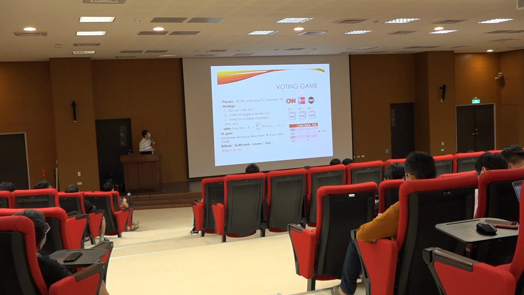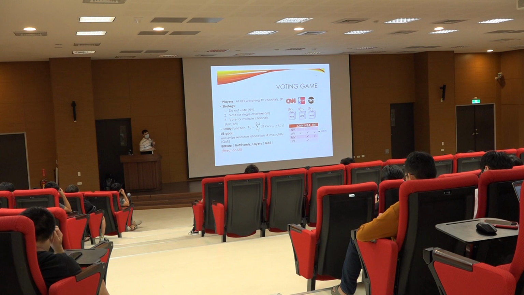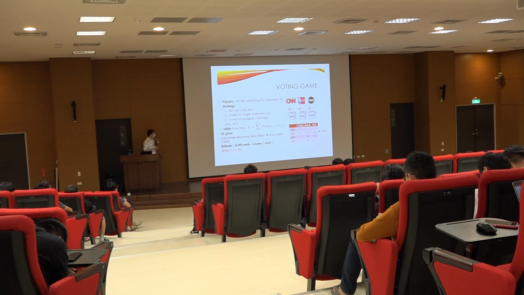Now, what does the actual voting game do? So all UEs watching TV channels are players. What does a vote mean? You vote for a TV channel, you get more resources. But what if you vote for more channels than just one? What's the impact? This requires we analyze it. So strategies we can have: essentially, do not vote. Do not vote essentially is no feedback. This actually is not a good resource allocation scheme. We can't optimize based off that.